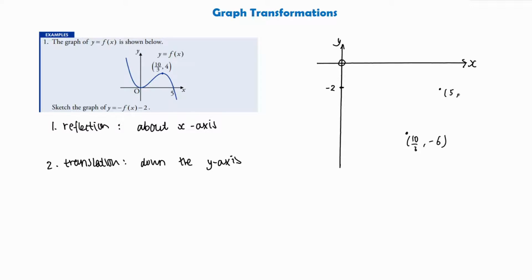So we'll put 5 minus 2. And all that's left to do is join up the dots. So we know it's going to look something like this. Now this could end up being very bad here, but as long as we keep the overall shape of the graph, we know it's going to go down from here because we reflected it. So it's actually going to go a bit more steep than that, but that should be the general idea of what the graph will look like.